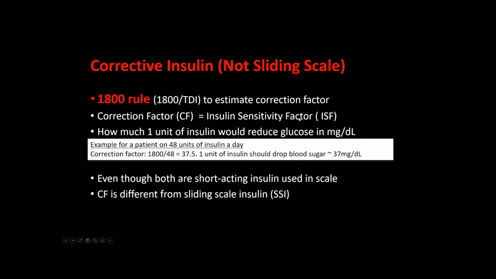What does it mean? How much glucose will be reduced by 1 unit of insulin? For example, in the previous patient who required 48 units a day, if you divide 1800 by 48, you get somewhere around 37. That means every 1 unit of insulin you give should drop the blood sugar by around 37. So you can use that as a scale. I'm going to show you later on. It is totally different from the sliding scale.